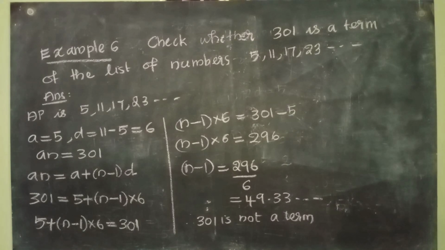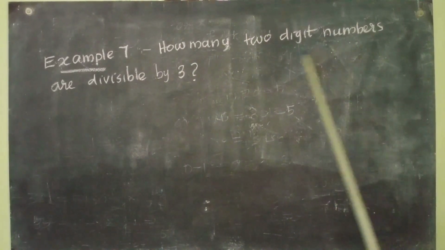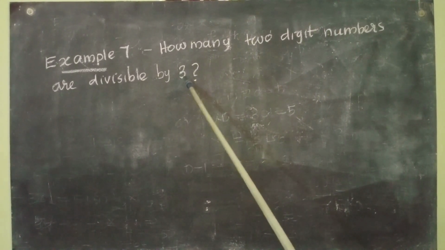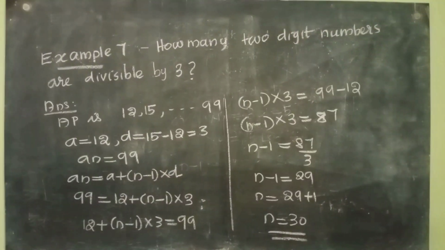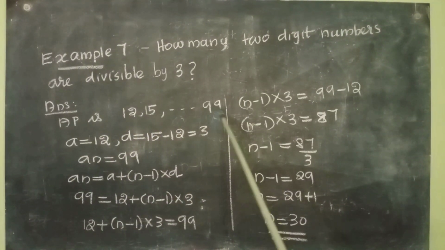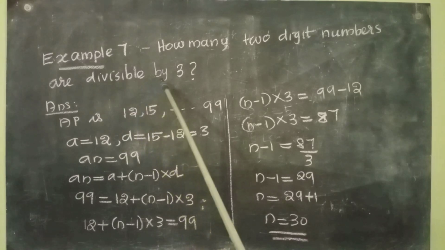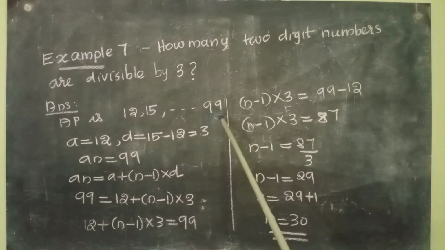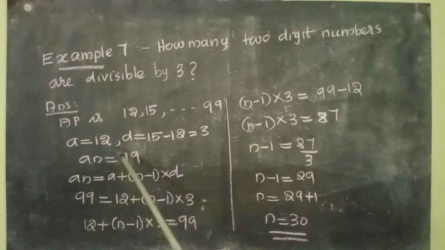Example 7, how many 2-digit numbers are divisible by 3? So, first we have to find out the AP of 2-digit numbers divisible by 3. AP is 12, 15, etc., 99, because we know the first 2-digit number divisible by 3 is 12. Next is 15 and the last 2-digit number divisible by 3 is 99. So we can write a equal to 12, d equal to 15 minus 12 equal to 3, an equal to 99. Formula is an equal to a plus n minus 1 into d. That is 99 equal to 12 plus n minus 1 into 3. Change the sides. 12 plus n minus 1 into 3 equal to 99.